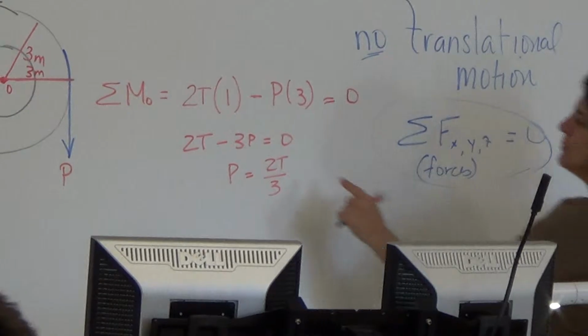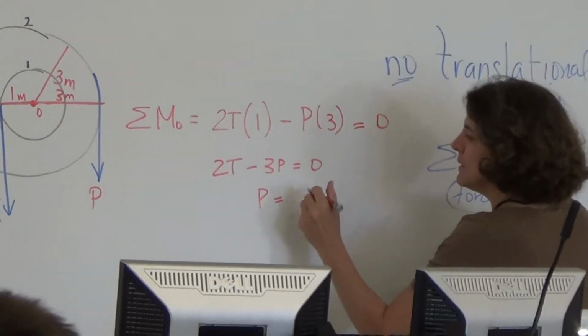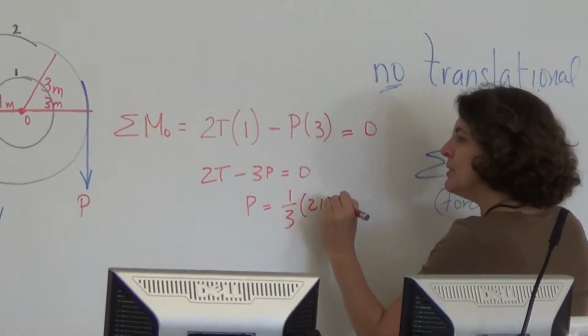And I'm going to write it a little bit differently. I'm going to write 1/3 of 2T.